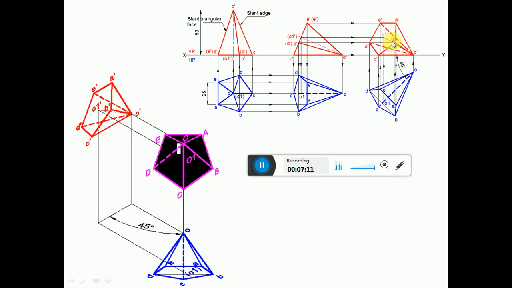Then you are left with B dash O dash, A dash O dash, and D dash O dash. Since E dash O dash is crossing the edge A dash B dash, naturally A dash B dash is a visible edge, so A dash O dash will become invisible, because two visible edges can never cross each other. Similarly, if you consider D dash O dash, that is an invisible edge because B dash C dash is a visible edge, and two visible edges can never cross each other. Then we are left with B dash O dash.